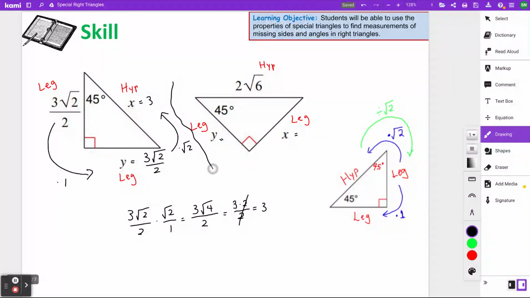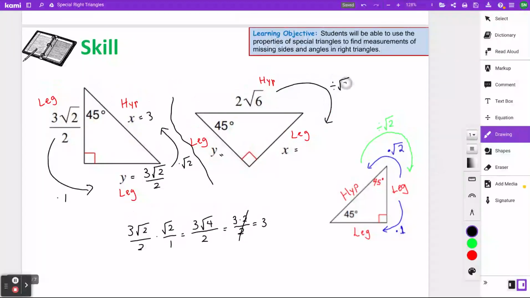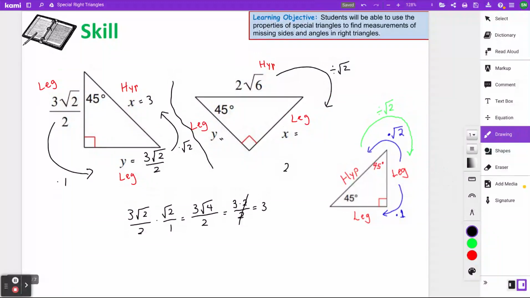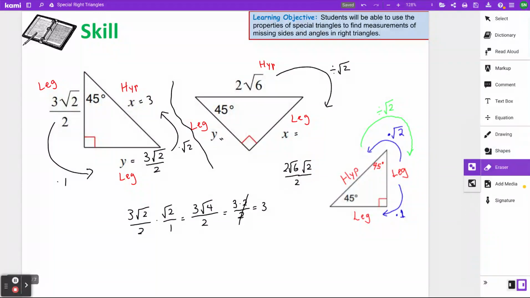For the problem on the right-hand side, we are given the hypotenuse. Since we're going to a smaller side, we need to divide by the square root of 2. We start off with 2 square root of 6, that's the hypotenuse. We divide by the square root of 2. Since we have a radical at the bottom, we need to rationalize. We're going to copy the radical 2, paste it on the numerator, and erase the radical from the denominator.